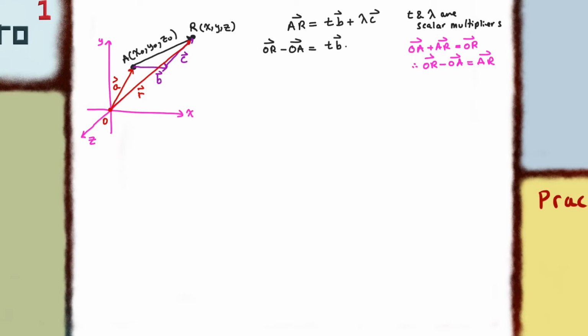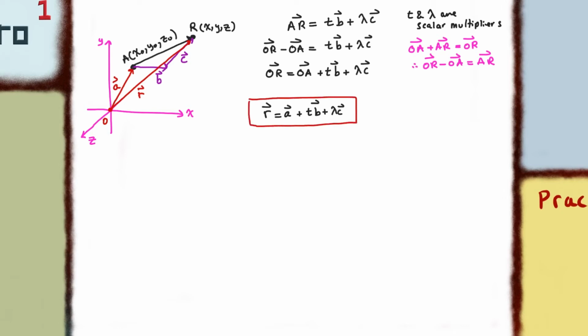We sub that into the equation that we have and we rearrange it for OR. And we end up getting that our position vector R is going to equal position vector A plus t multiplied by direction vector B plus lambda multiplied by direction vector C.